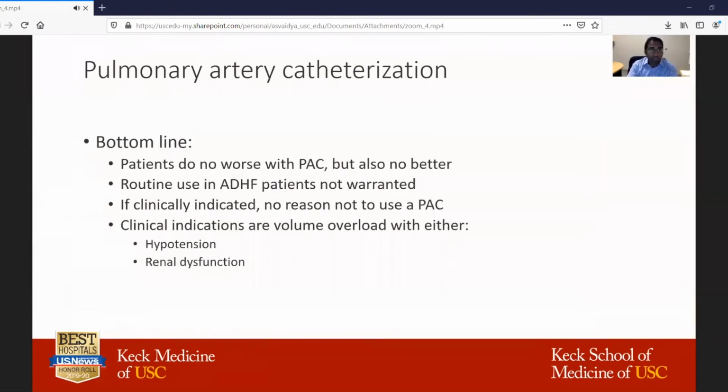So what's the bottom line here? So patients do no worse with a pulmonary artery catheter, but also no better. So the routine use in acute decompensated heart failure patients is not really warranted. If clinically indicated, there's no reason not to use a PA catheter. And some important indications are patients that are volume overloaded with either hypotension or renal dysfunction, really where the information can help you and is not clear by assessing the patient's bedside. So don't be scared to use it, but don't use it in every patient that rolls in with acute heart failure.